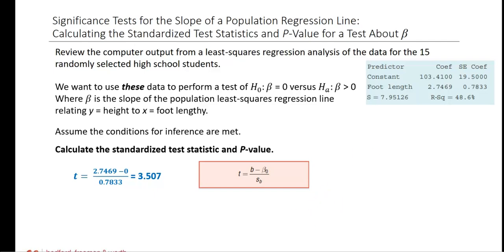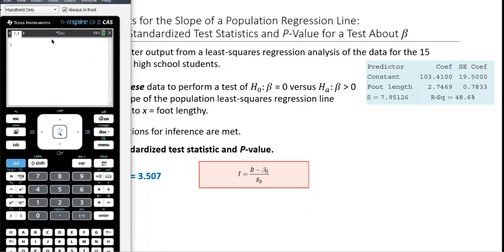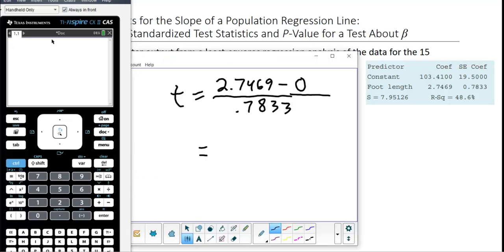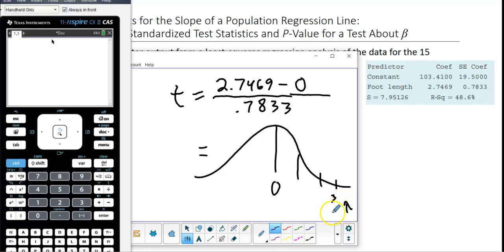So now you want to get your calculator out and go, okay, actually, let me just graph this. So we've got the t curve, got 0 there. What did we say it was? 3.507. So 1, 2, 3. So there's 3. Way out there is t equals 3.507. So we're shading right out there.